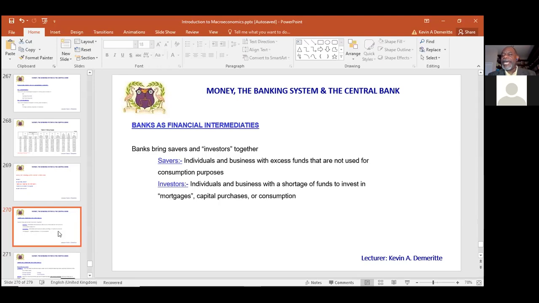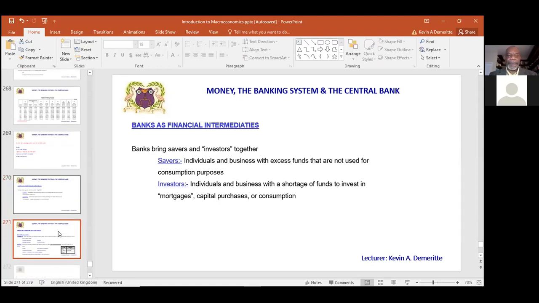So we have savers and we have investors. We can't call investors spenders because they're not all spenders. We can't call them all consumers because they're not all consumption. So we call them all investors, although some of that money certainly can go towards consumption purposes, but also for investment in real estate, mortgages, etc.